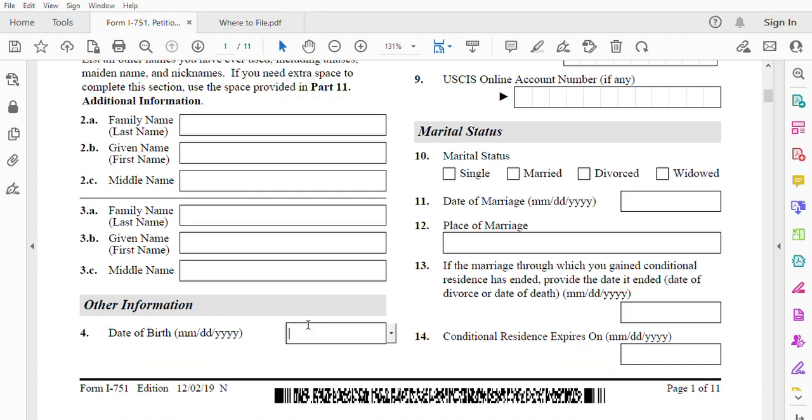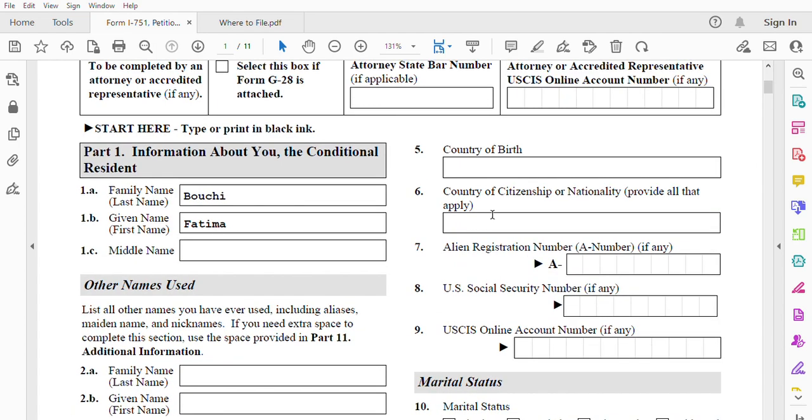Date of birth. We're still talking about the person filing this form, the one removing the condition. It's 1/1/1990. Country of birth, in my case, is Morocco. Citizenship is Morocco. And the A number, since this person has a green card, will have an A number. Check your green card. Social Security, since this person is within the United States, will have a Social Security number as well.